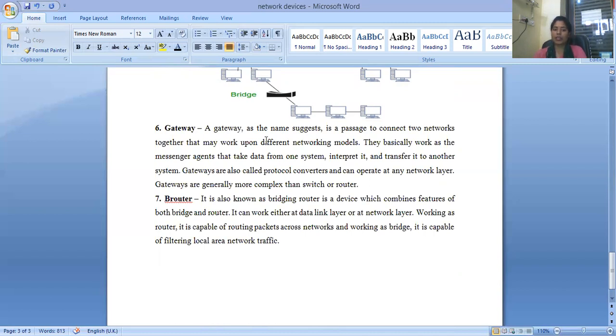If you talk about the brouter, it is also known as the bridging router, and it is a device which combines the features of both bridge and router. So this is called the brouter, and it can work at either the data link layer or the network layer. Working as a router, it is capable of routing data packets from source to destination across the network, and working as a bridge, it is capable of filtering local area network traffic also.